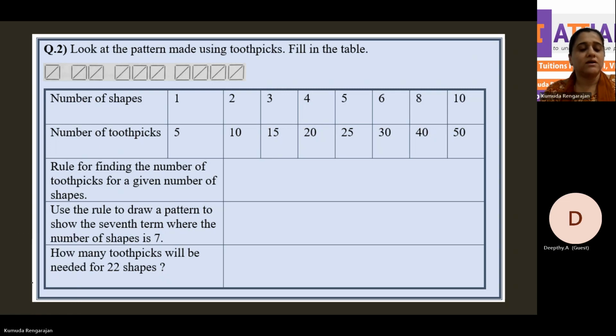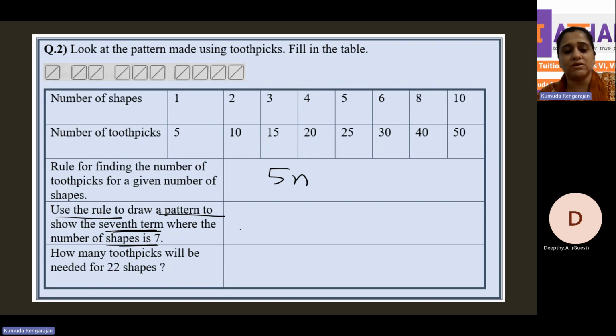Okay. Use the rule to draw a pattern. You need to understand the question. What is the rule? 5n is the rule. Use this rule to draw a pattern to show the 7th term, where the number of shapes is 7. We know in the 7th term there will be 7 shapes. They just made it more clear to you. So use the rule to draw the pattern to show the 7th term.